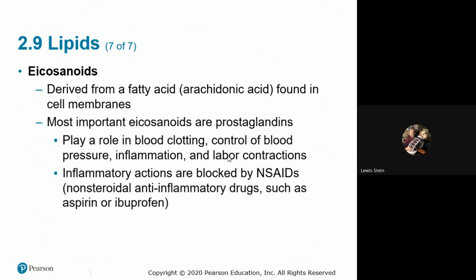Good news. See, there's a lot of good things in life. You know where you find arachidonic acid? One of the sources, the one I use the most, is peanut butter.